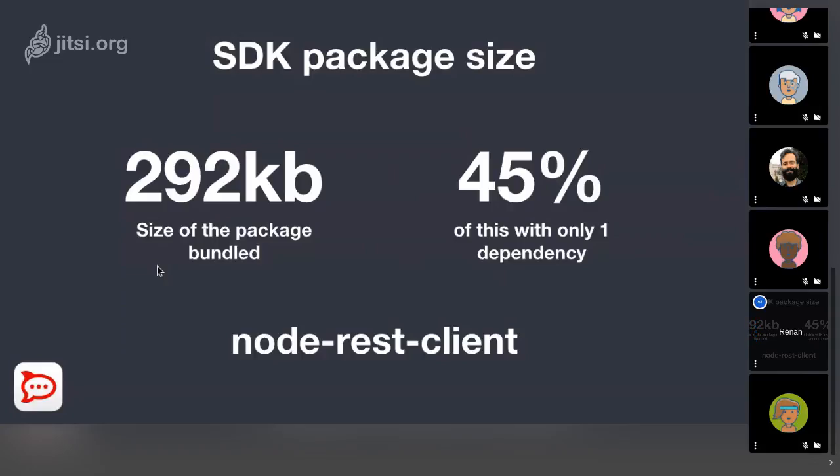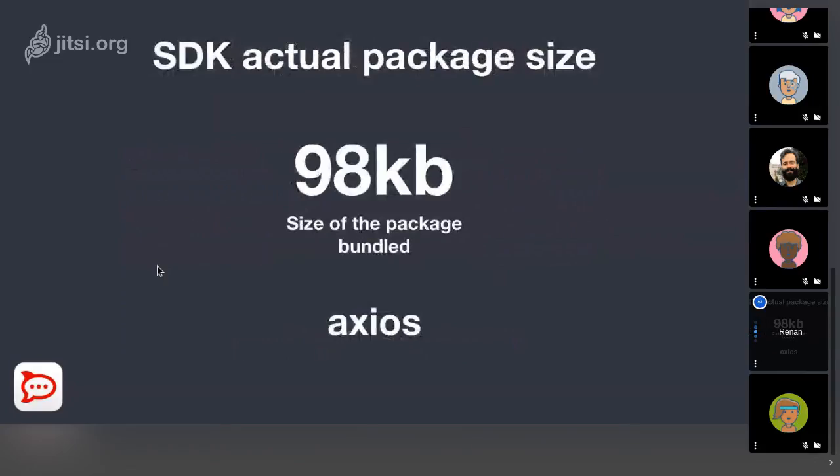By doing this, I could reduce the size of the package to 98 kilobytes, and now it's using Axios, which brings lots of benefits, because now the SDK is much smaller than before, and it's using a very famous and active library with a huge community, etc.